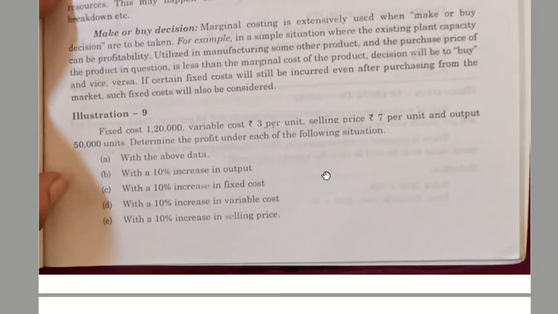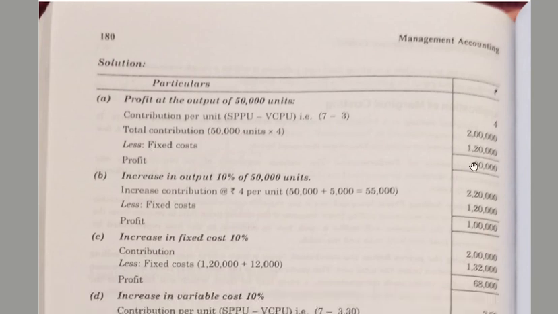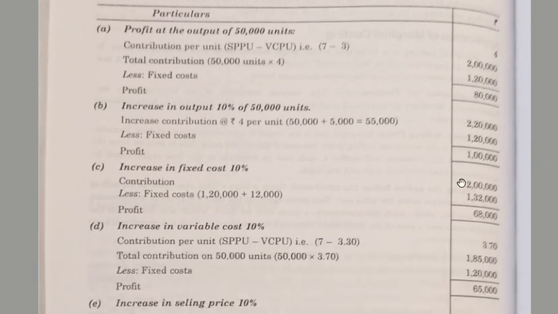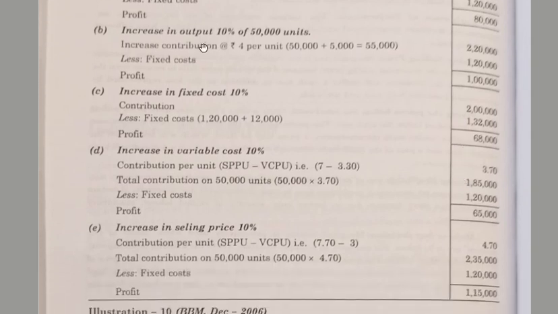So with the following data, what is the formula to calculate your profit? Contribution minus fixed cost is equal to profit. Contribution is selling price per unit minus variable cost per unit, into the number of outputs. So selling price per unit from the above data is 7 minus 3, into 50,000, which is 2 lakh, less fixed cost which they have given in the question, 1,20,000. So profit is 80,000.